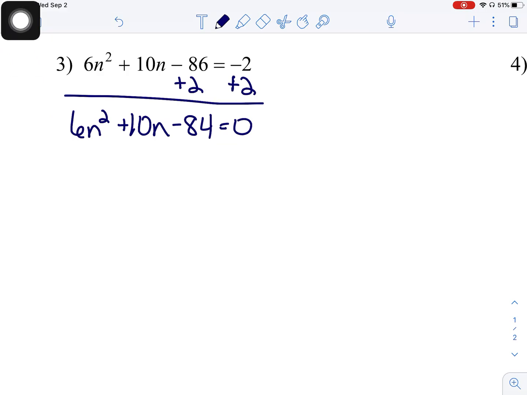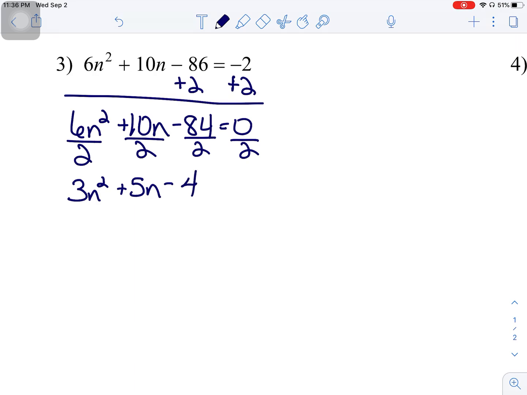So to keep the numbers a little smaller, I'm actually going to divide every part of this equation by 2. So I would get 3n squared plus 5n minus, I believe that's 42, is equal to 0. So again, it makes the numbers a little smaller. It's not going to change the answer per se, but it just makes working with the quadratic formula a little easier. So I've got a is equal to 3, b is equal to 5, and c is equal to a lovely little negative 42.